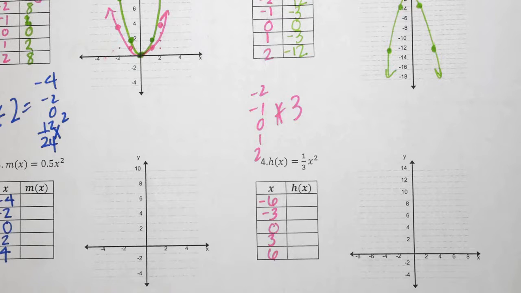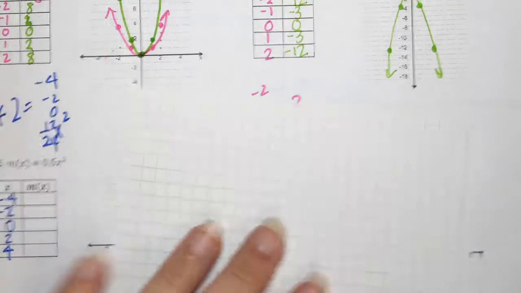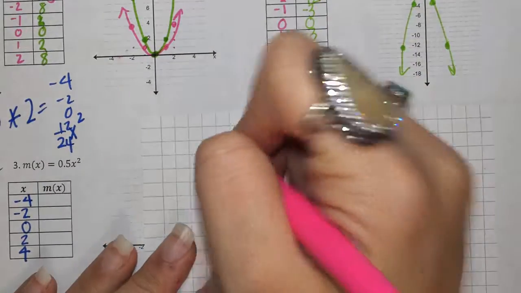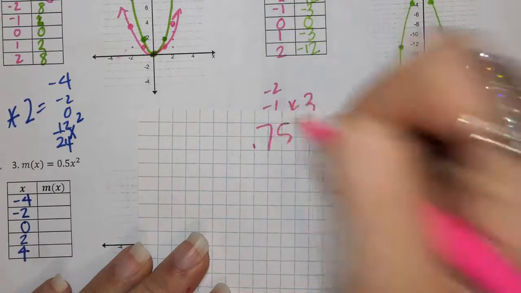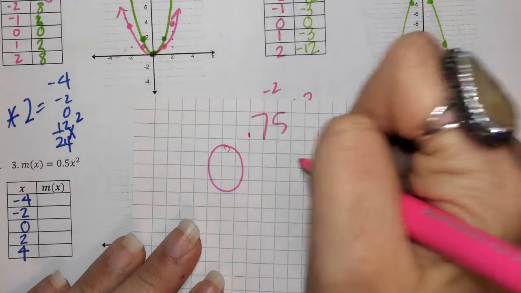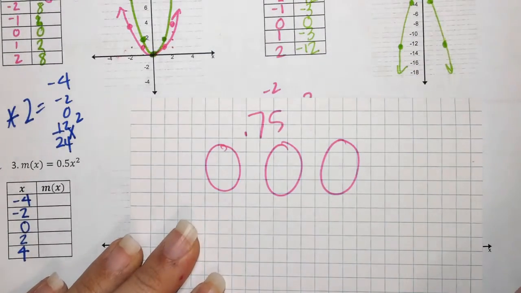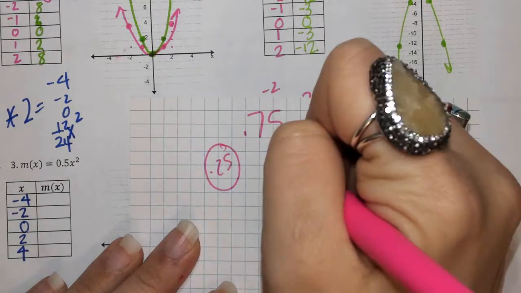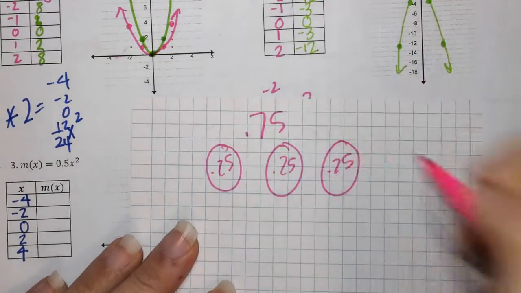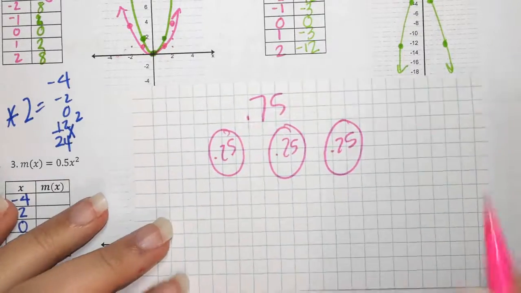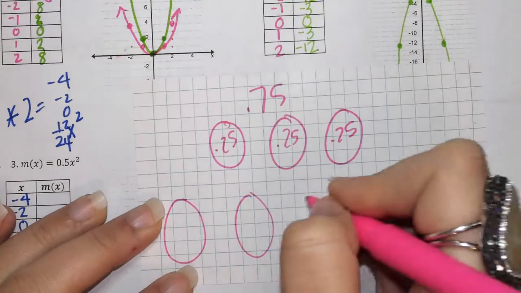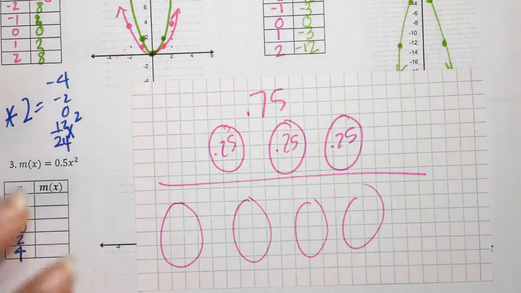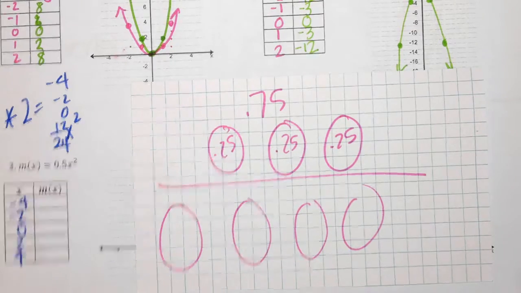Do you know what money is? Okay. So if I have 75 cents, right? This is 0.75, and we're going to pretend these are quarters. That's 1, 2, 3 quarters. Okay? So that's 0.25, 0.25, 0.25. How many quarters make up $1? So that's 1, 2, 3, 4. So it's 3/4.